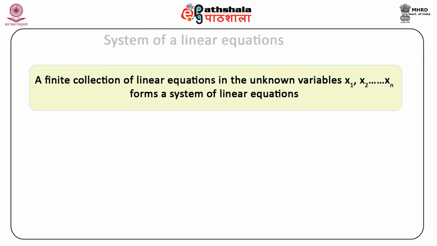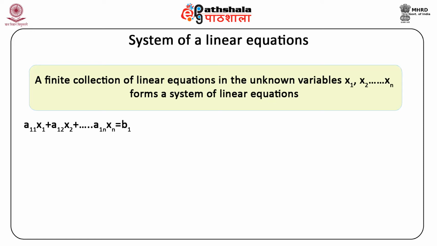A finite collection of linear equations in the unknown variables x1, x2, ..., xn forms a system of linear equations. In general, a system of m equations in n unknowns is of the form a11x1 plus a12x2 plus ... plus a1nxn is equal to b1. Then a21x1 plus a22x2 plus ... plus a2nxn is equal to b2, and so forth till am1x1 plus am2x2 plus ... plus amnxn is equal to bm. This is signified as equation 2.